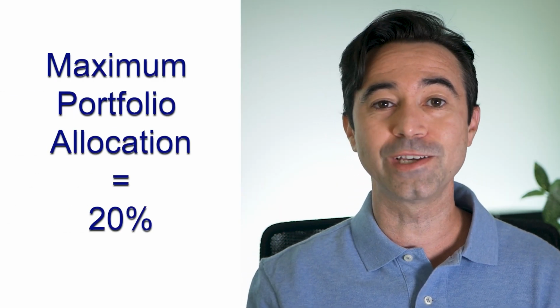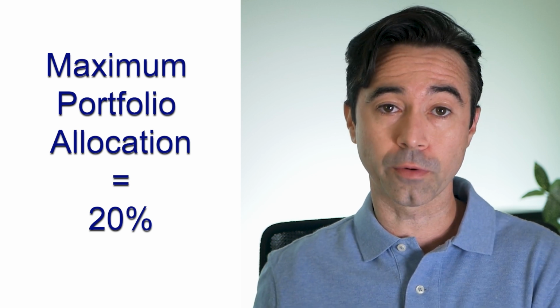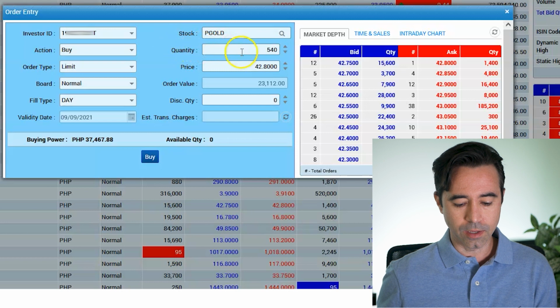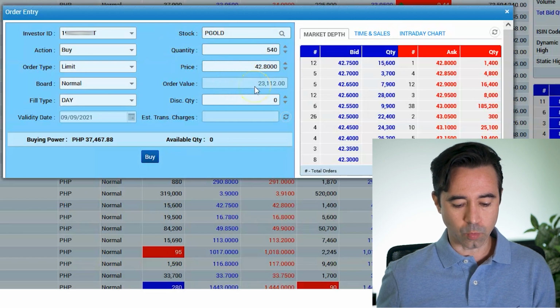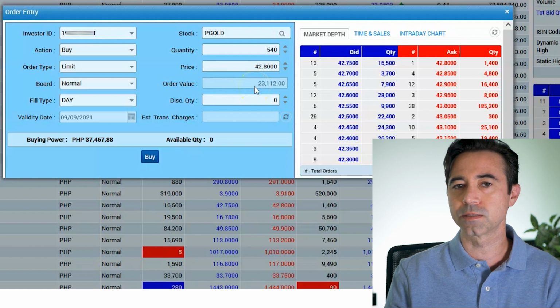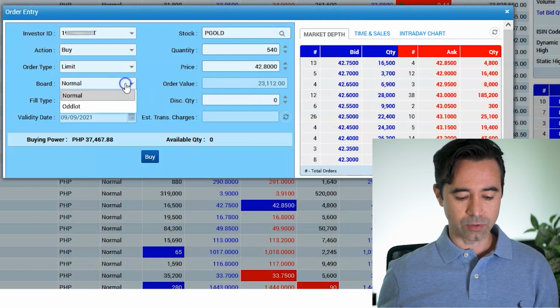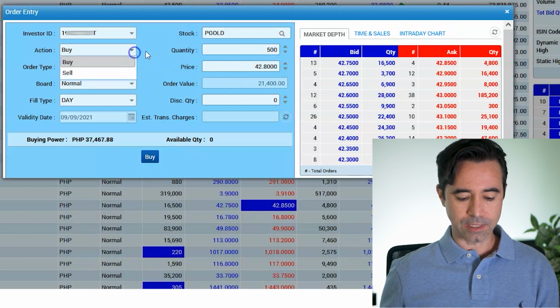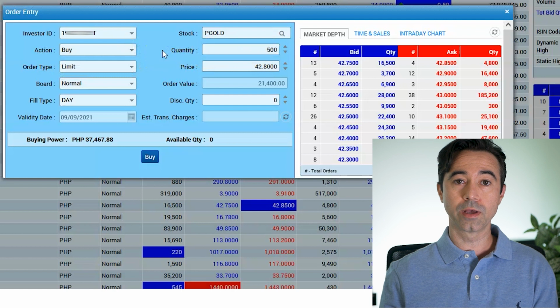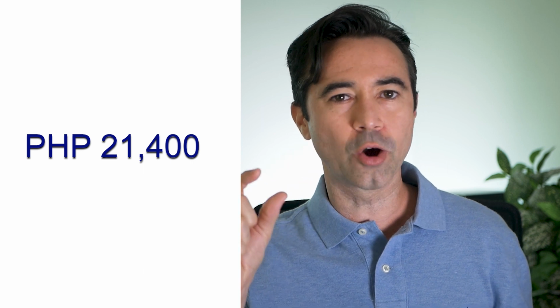Number one, I told you that I want to have my maximum portfolio allocation at 20%. I don't want any more than 20% of my portfolio in one stock. And as you can see here, I'm going to have a purchase of 23,112, which is more than my 20%. So what might I do here? Well, two things. One, because I want to stay within the normal lot here, I'm going to bring this down to 500 so I make it a nice even lot when I purchase this stock. Also, that allows me to bring down my order value to about 21,400, slightly over that portfolio allocation maximum that I wanted to have, but not too bad over. So I think I'm okay with this.